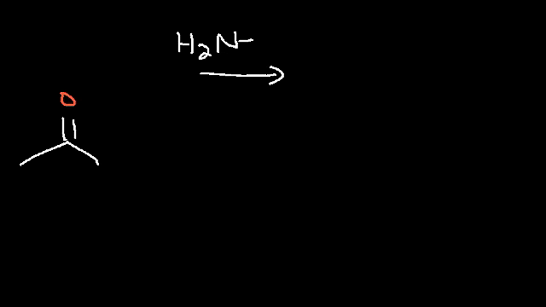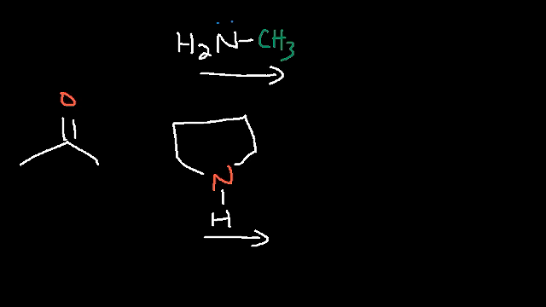Now let's say we have a ketone. What's going to happen if we react it with a primary amine and also a secondary amine? Now these reactions work well under mildly acidic conditions where the pH is around 4 to 5. So if you react it with a primary amine, you're going to get an imine, which looks like this.